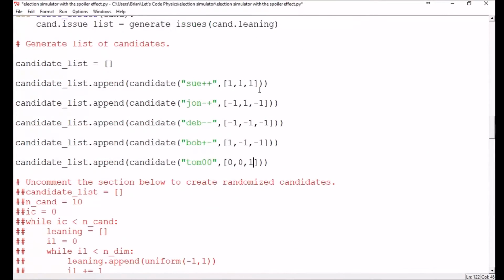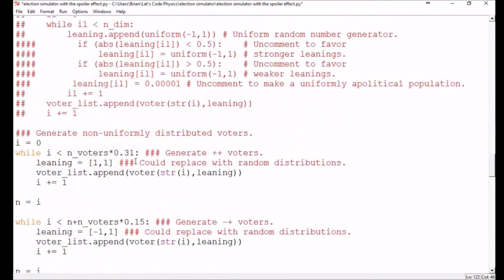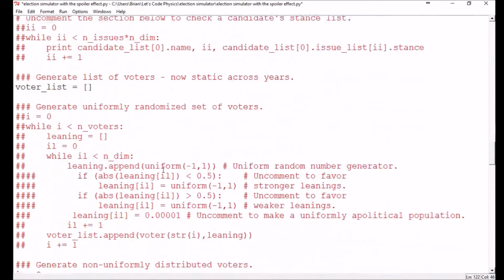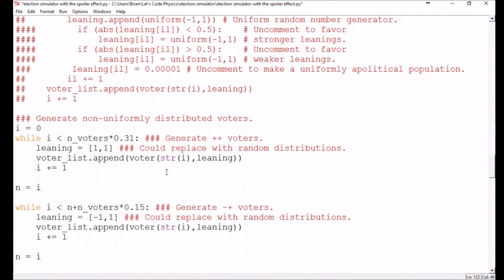Should we have them match the candidates? I suppose I could randomize that one. Yeah, actually, let's start out with that one matching. So I need to go 1 and then the rest -1. Let's see if that gives Tom a chance.